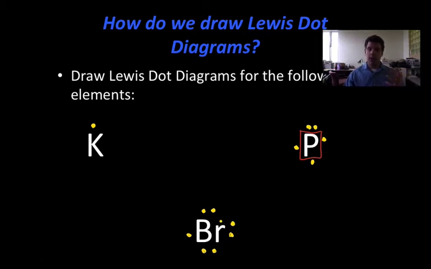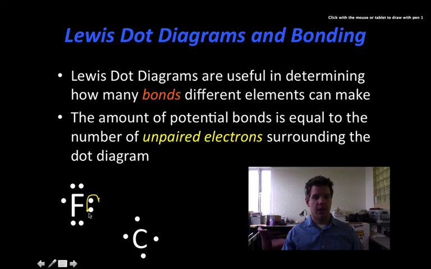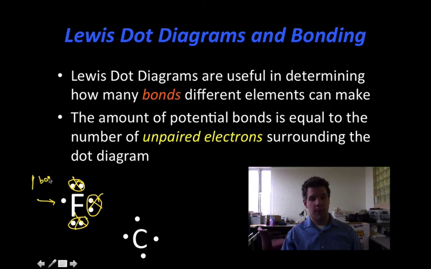So what are these things used for? Dot diagrams are actually very helpful in determining whether or how many bonds different elements can make. The amount of potential bonds that these elements can make is going to be the same as how many unpaired electrons are around the diagram. For example, fluorine down here: here's a pair of electrons, here's a pair of electrons, here's a pair of electrons. Those are all paired up, so no bonds are going to happen there. But I have 1 electron that's by itself, and so fluorine can form 1 bond because he's got that 1 electron.